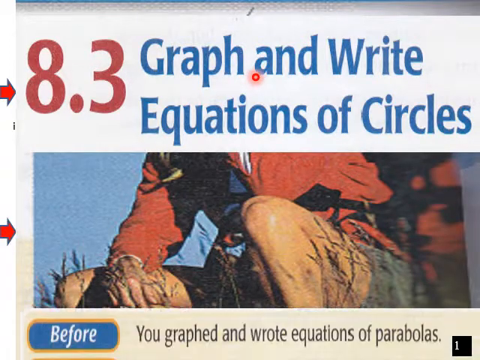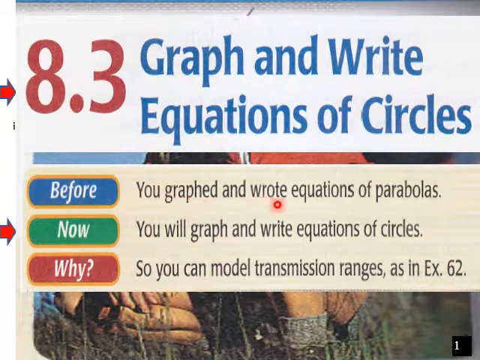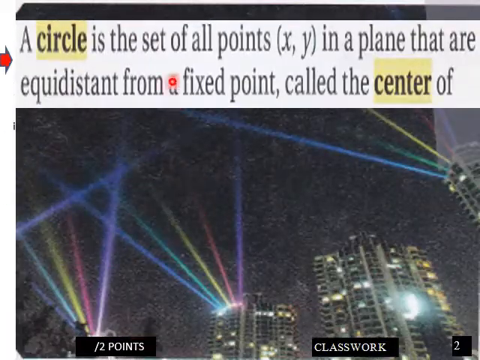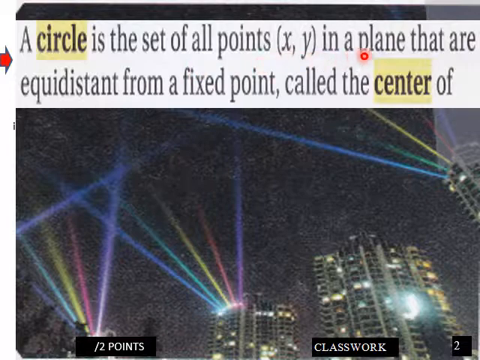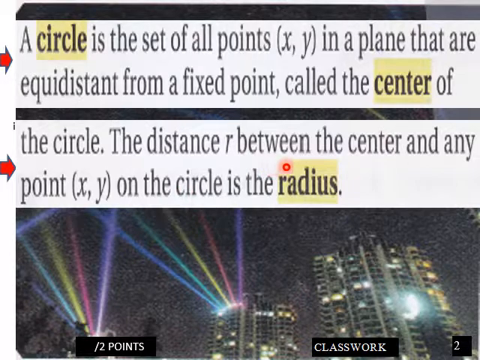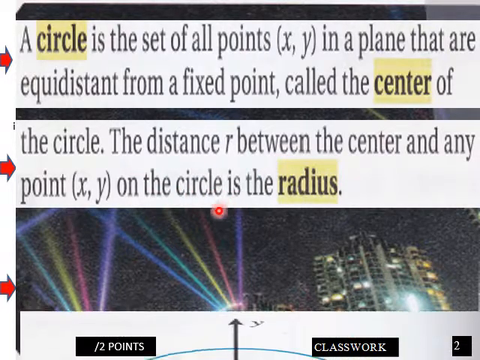8.3, graph and write equations of circles. You graphed and wrote equations of parabolas. You will graph and write equations of circles. A circle is a set of all points x, y in a plane that are equidistant from a fixed point called the center. The distance r between the center and any point is called the radius.